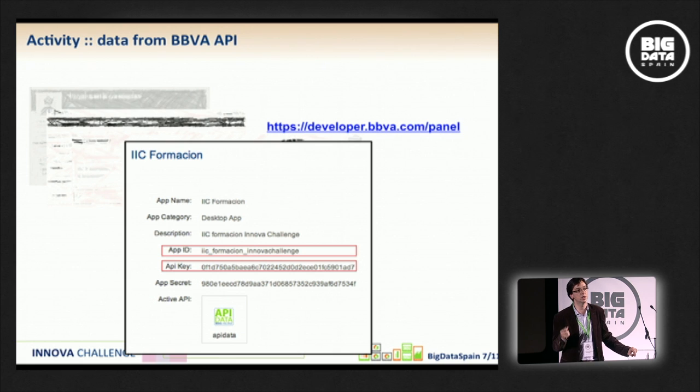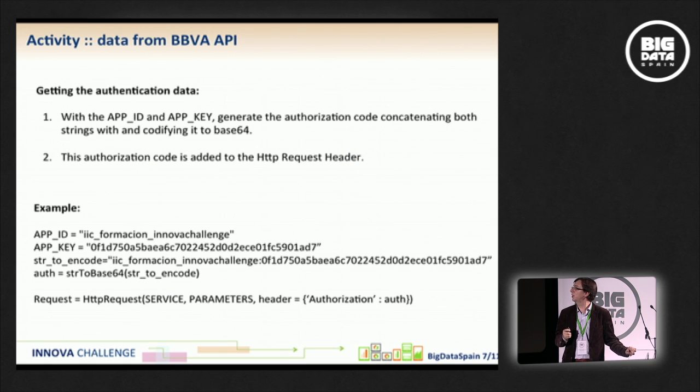Those are the ones that you are going to use to make requests to the API. The way it's done is very simple. You have to put together the ID and the key, separated by a colon, and then encode them into base 64, and then simply do an HTTP request that includes the service that you want and the parameters, for example the area that you want, or the day, or the month, etc.